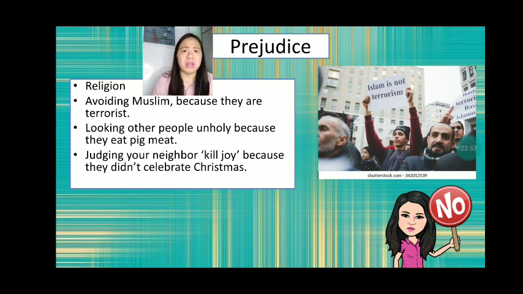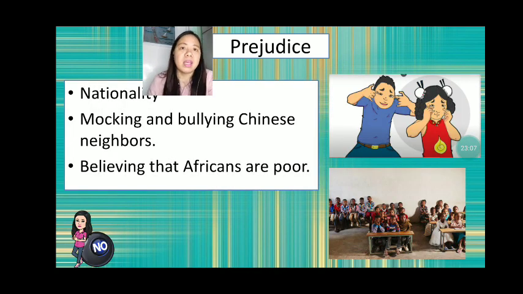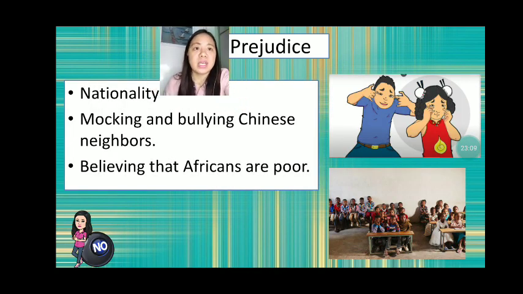Alright, so prejudice in terms of religion. Example, avoiding Muslim because they are terrorists, and that is not true. Muslim are not terrorists. Looking other people unholy because they eat pig. Judging your neighbor killjoy because they didn't celebrate Christmas, then that's prejudice. And then nationality or ethnicity, okay?